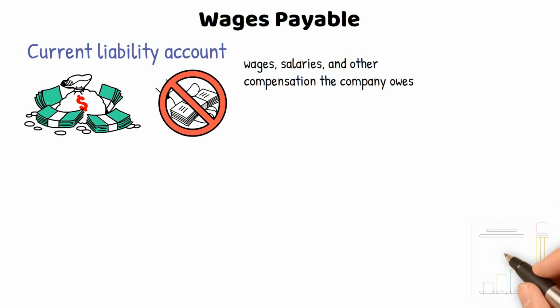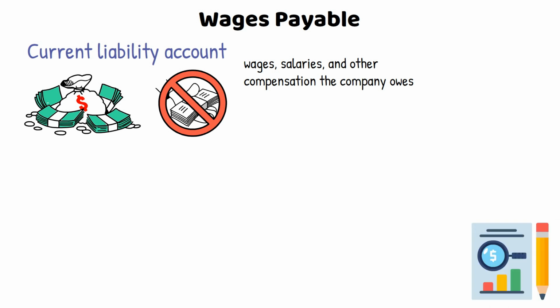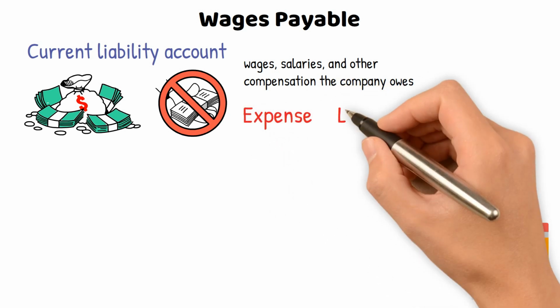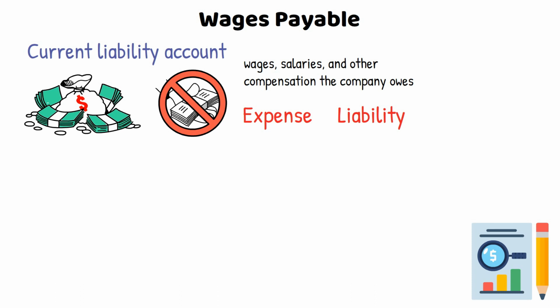Wages payable is typically recorded as an accrued expense through an adjusting entry at the end of the accounting period. This means that the company recognizes the expense and the liability for the unpaid wages as of the end of the period, even if the payment will not be made until the next accounting period.